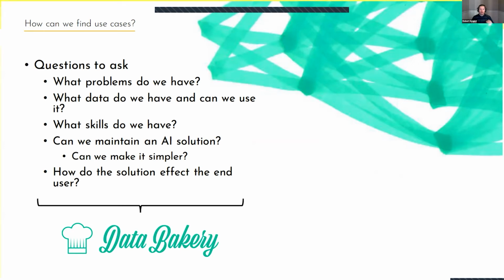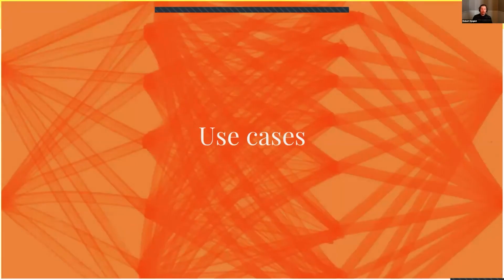And there's a workshop, a structured workshop could be one way to do this, to find good use cases. But this also comes, of course, with experience. The more you develop solutions, the better you get at seeing when it's feasible and when it's not. So that's a bit about how to find use cases.